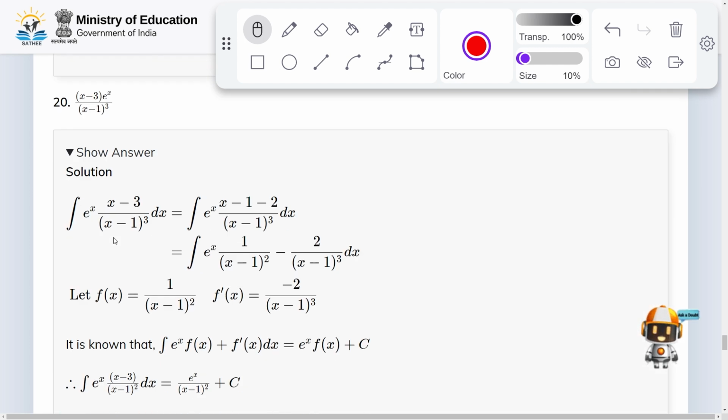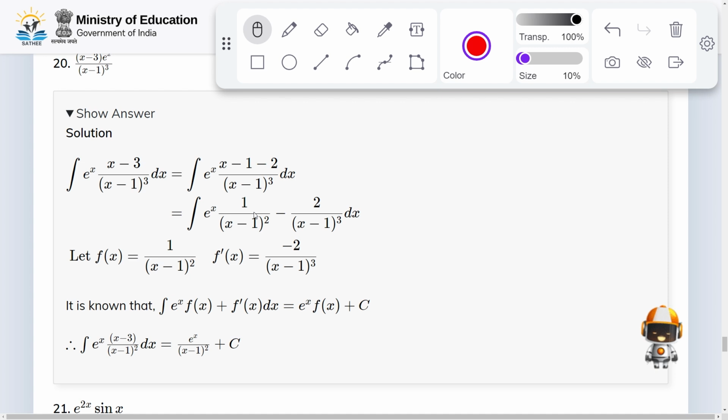Okay, now the 20th problem. The 20th problem says integrate e^x multiplied with (x - 3)/(x - 1)³ dx. What we are doing is rewriting this 3 in the form x - 1 - 2. Now this can be rewritten as e^x multiplied with (1/(x - 1)² - 2/(x - 1)³).